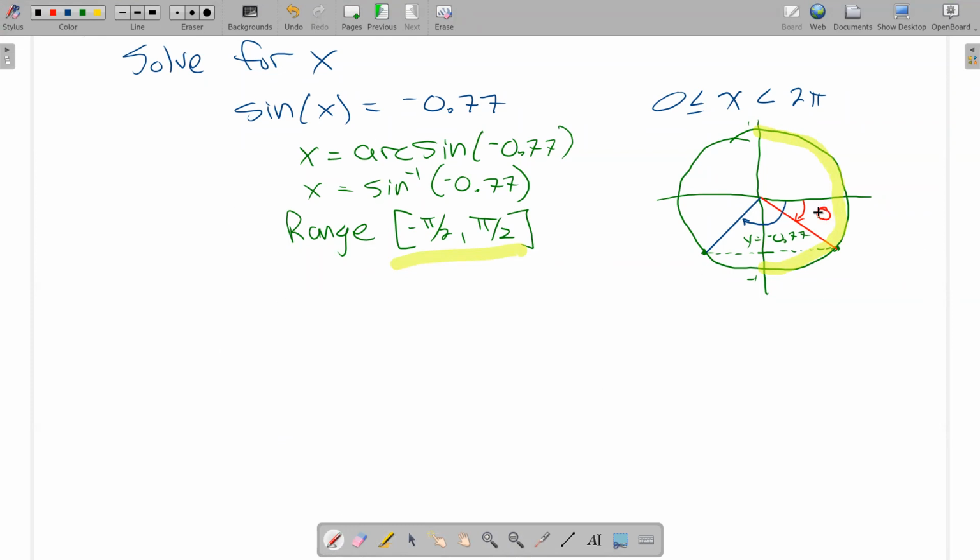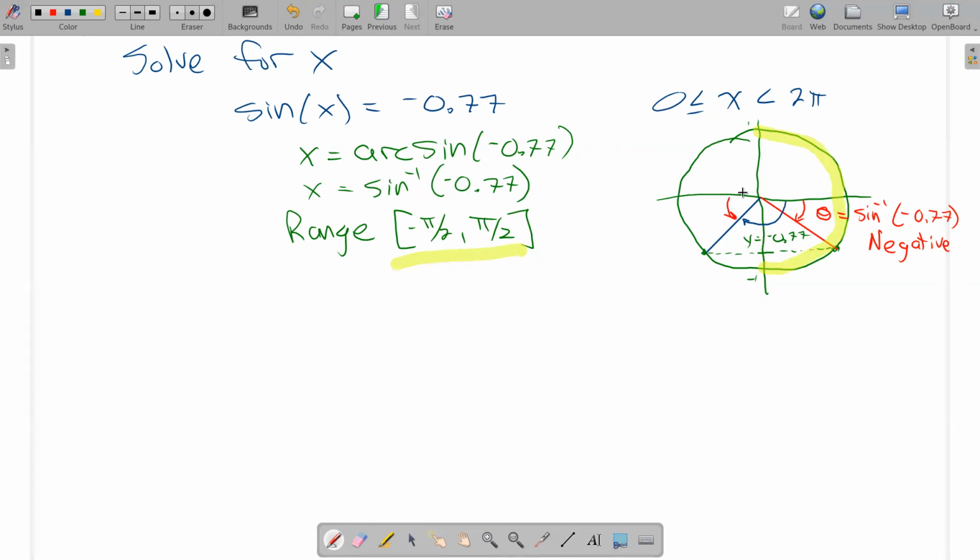So this red angle theta is equal to the sine inverse of negative 0.77. Now this blue angle right here has a reference angle right there, which due to the symmetry of the circle is that angle theta right there. Now this angle theta is negative. If you don't believe me, plug it into a calculator, right? It's negative because I went that way to get it. And the sine inverse knows about negative angles from 0 to negative 90 degrees, or 0 to negative pi over 2.